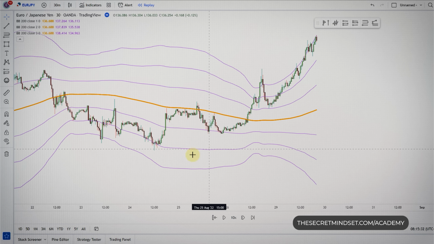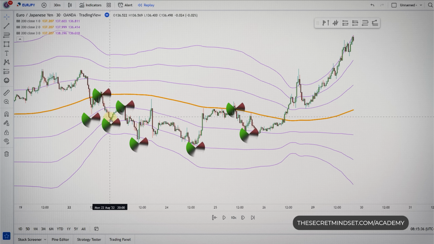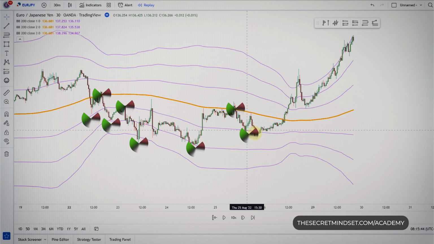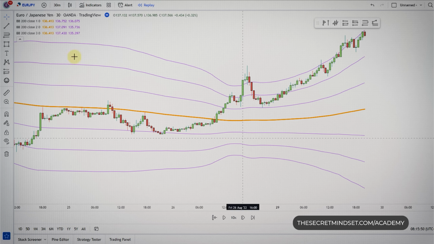Here's Euro-Yen. Before finding the confluence trade, just look how price was respecting the bands almost religiously. Even when price was below the middle band, it found support at the lower bands. This alone makes this system a very powerful one.